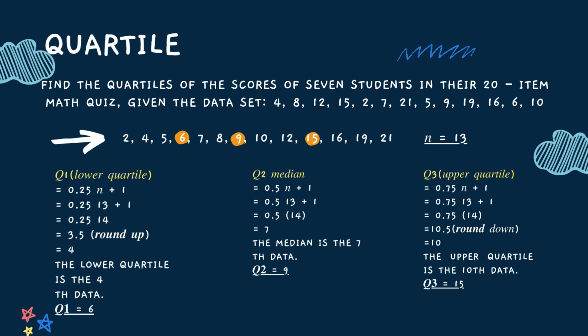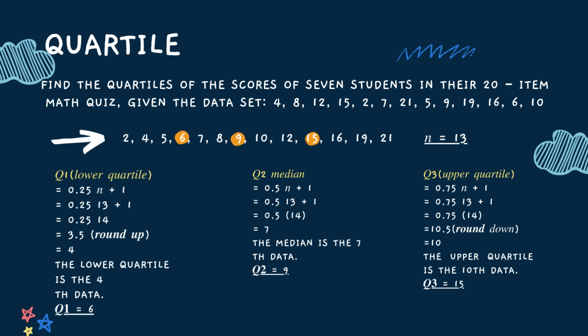So let's go ahead and move forward to the upper quartile, or the Q3. For the upper quartile, we have here 0.75. So again, the same process. We will be multiplying it by 14. So 0.75 times 14, we have here is 10.5.